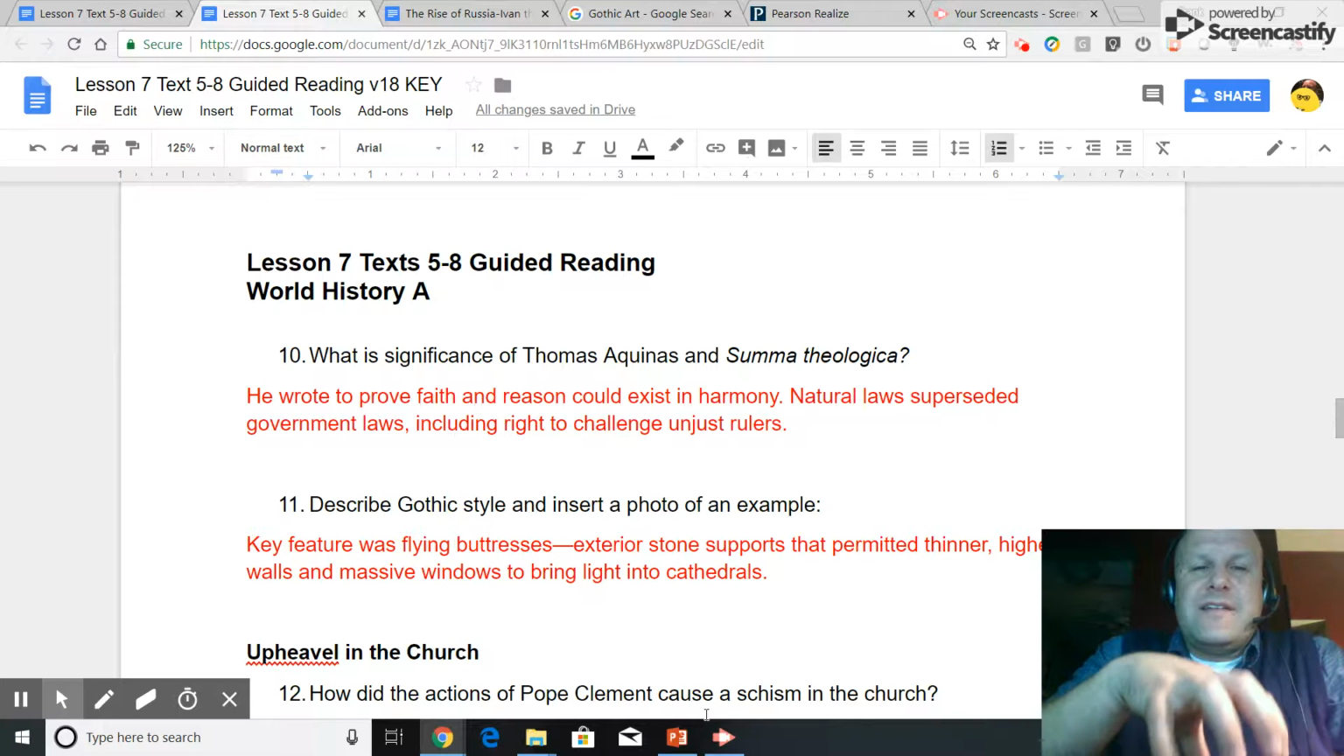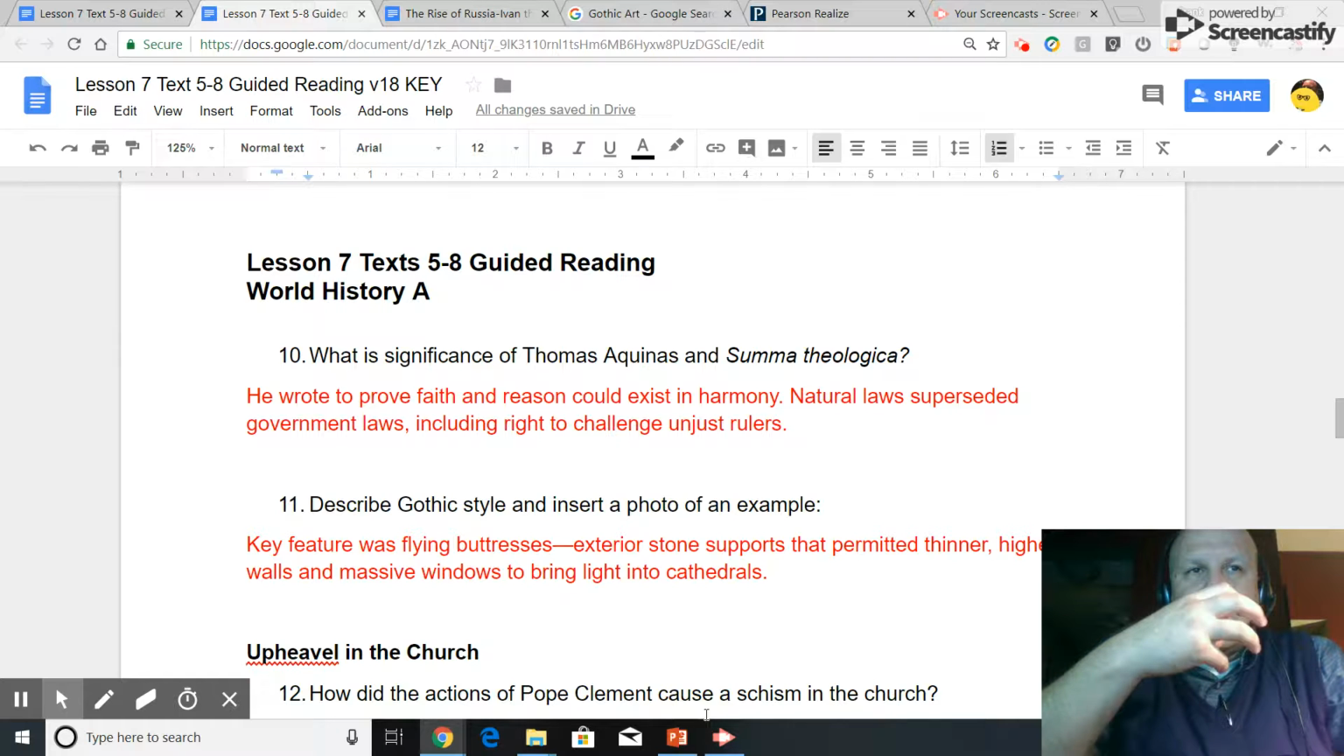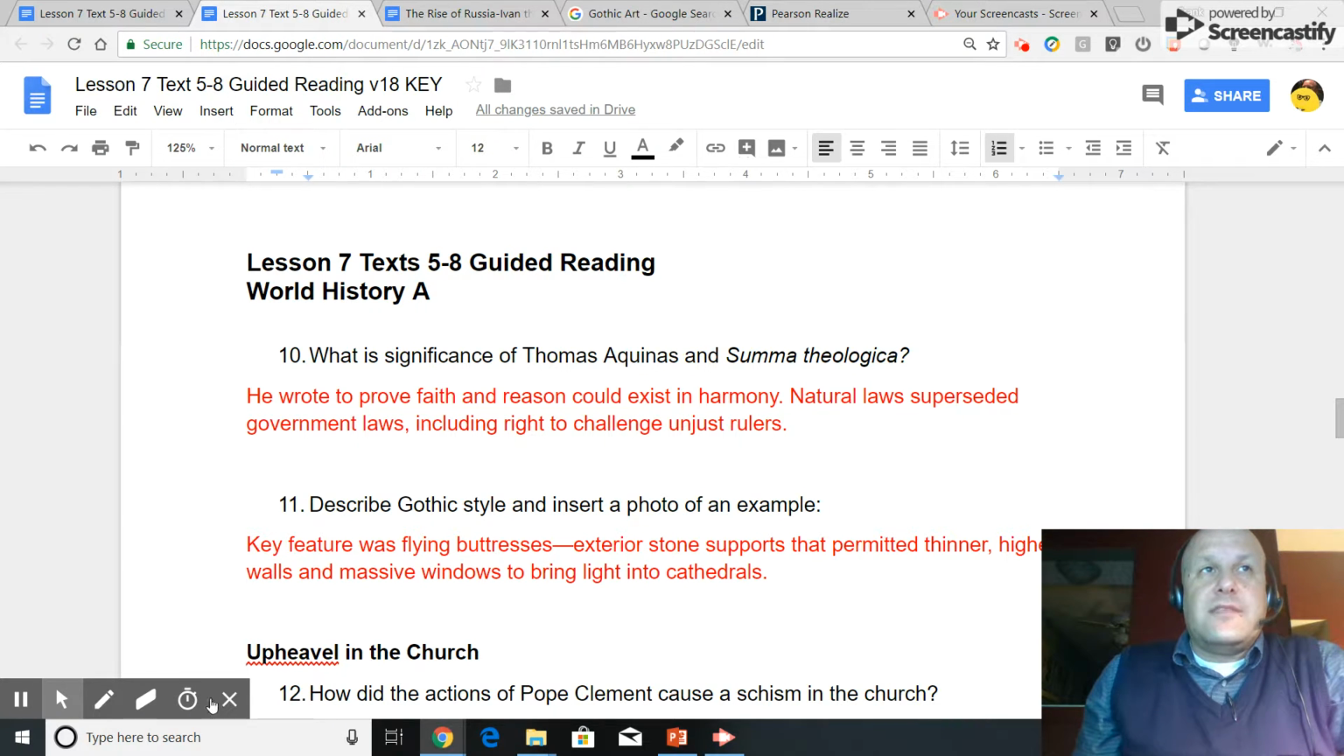So you could look at this as kind of the start of the church spreading of knowledge that would really take hold in the Renaissance.